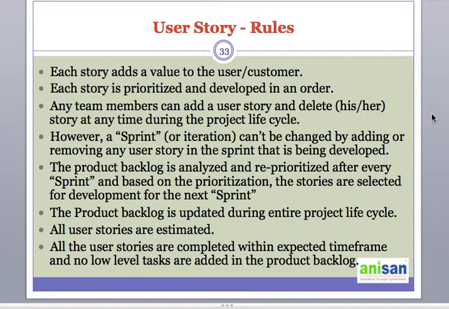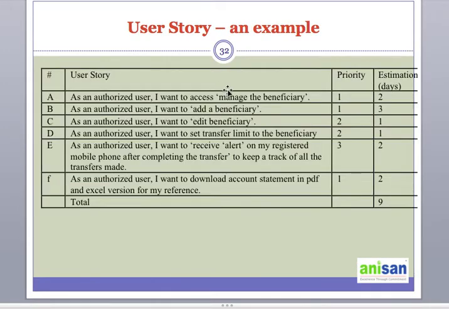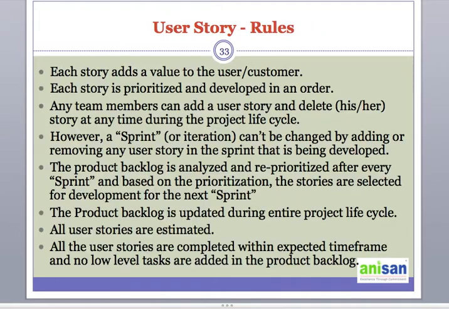For example, if you see here, the manage beneficiary. So we don't add the details about what exactly we want, what is the process of that, and all that part is not there. At the high level, it is mentioned. And once you start developing, at that time you interact with the users and get the details of the user stories.